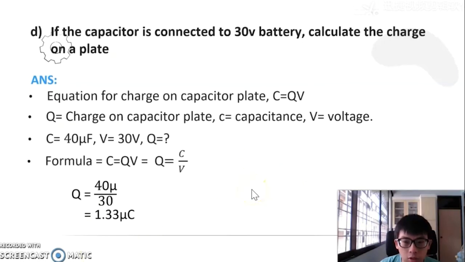Next, D. If the capacitor is connected to a 30 volt battery, calculate the charge on a plate. The equation for charge on a capacitor plate is C equals Q over V, where Q is the charge on the plate, C is the capacitance value, and V is the voltage. From the question, C is 40 microfarad, V is 30 volt, find Q. Q equals C times V, so Q equals 40 micro times 30, which is 1.2 millicoulomb.